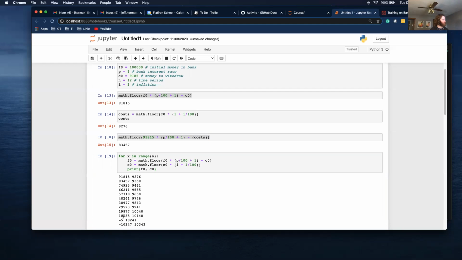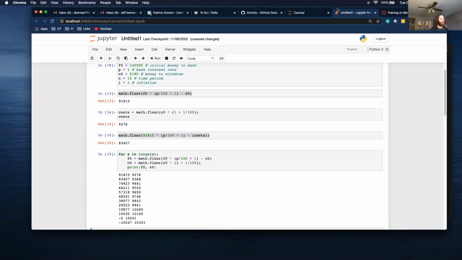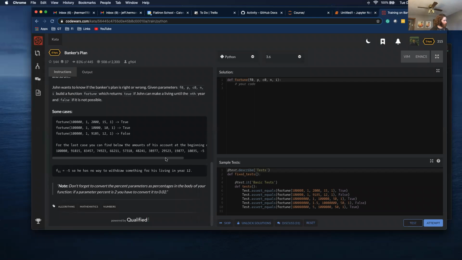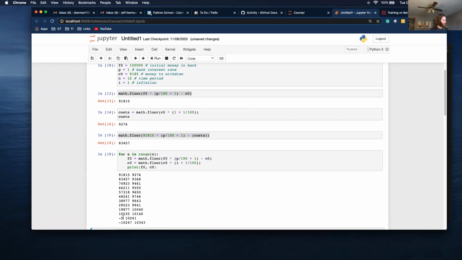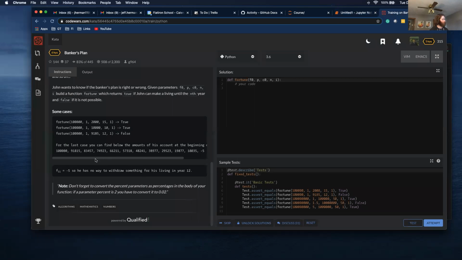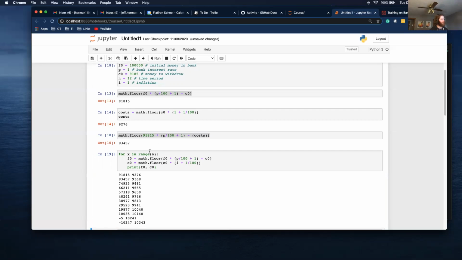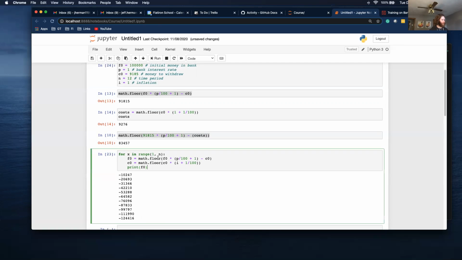So 92.76. And the last values are supposed to be 10035 and -5. I'm starting out doing one extra round, and that's because in year one I'm supposed to just keep it the way it is. So let's just skip that. I need to rerun my variables. Oh, I always forget to rerun it. I think that's right.